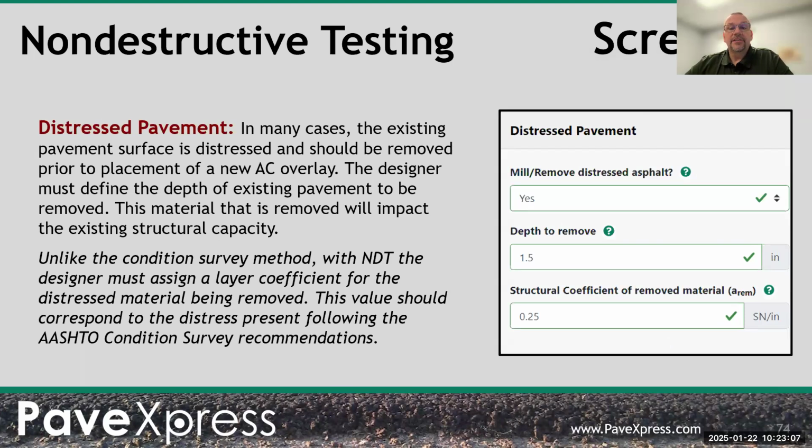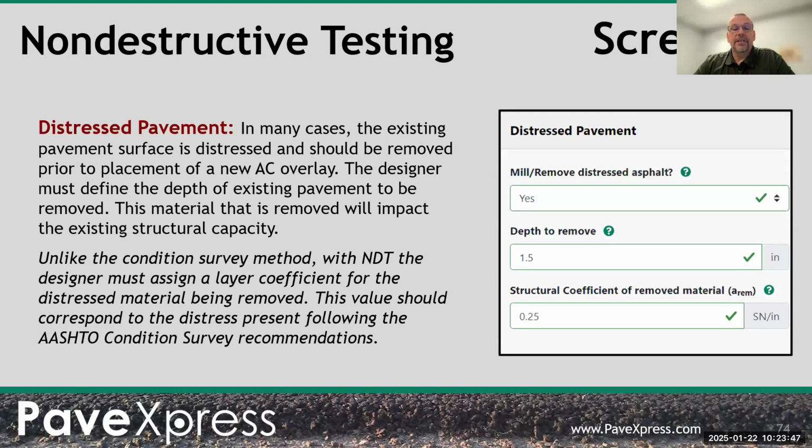One other difference between the condition survey method and the non-destructive testing method is the assignment of a layer coefficient to the asphalt material that will be milled. If the pavement will be milled prior to applying the overlay, then the effective structural number must be adjusted. If the material to be milled is badly cracked, then it is contributing very little to the overall structural capacity of the pavement. Therefore, select a value following the AASHTO recommendations under the condition survey method as described earlier. Commonly, a badly cracked surface will have a layer coefficient between 0.1 and 0.15.